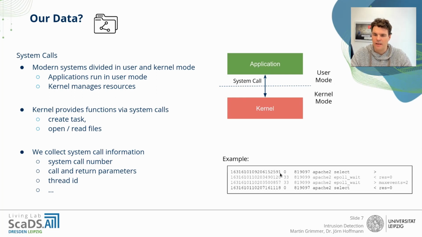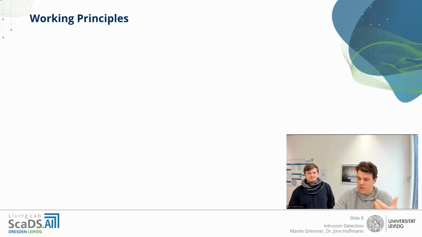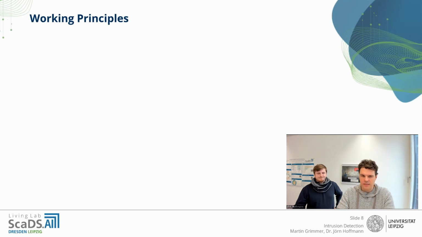Here's an example. We see a timestamp, this is the task ID, and you see there's an Apache 2 server application running, which calls the select system call, which means wait on data. Then there's another thread which epolls the data, and then the select from our original thread returns with some result. So that is our data, and now we want to analyze this data. There are two principles of work for how to analyze this data in the global space.